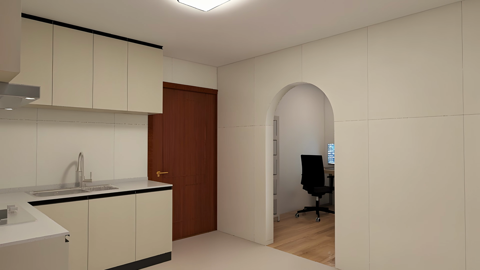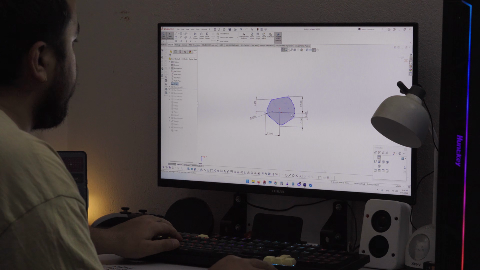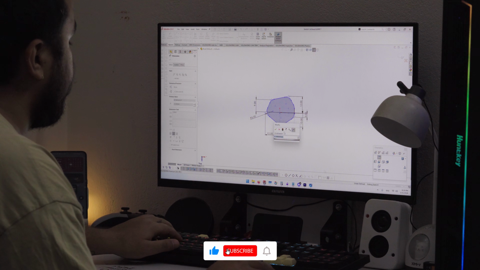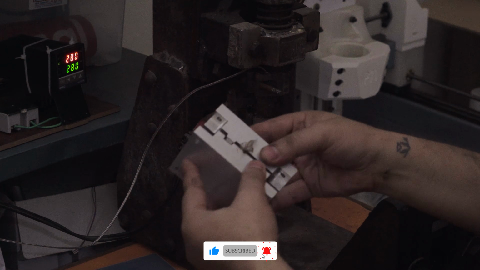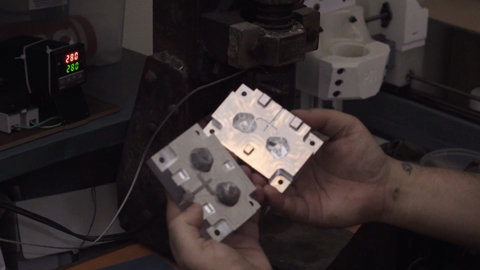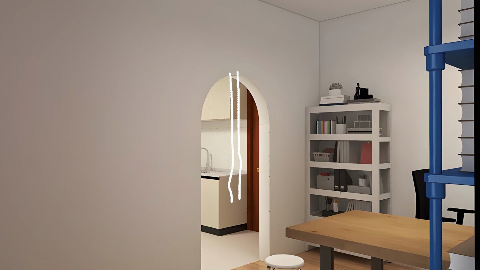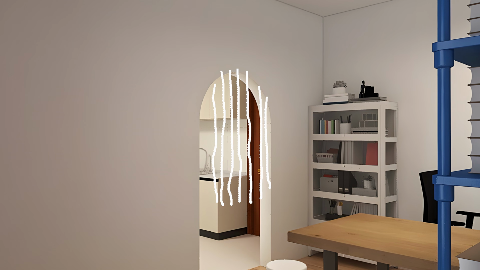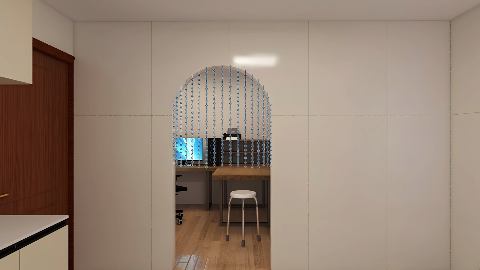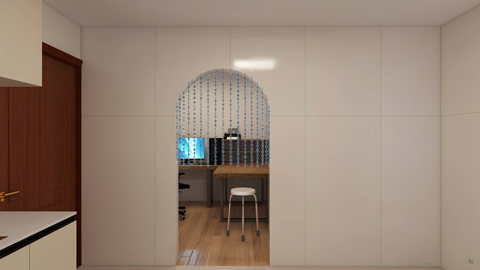The idea was to make a beaded curtain for this doorway, but instead of buying ready-made beads, I decided to design and manufacture my own beads. First, I designed the layout to see how it would look, how dense the curtain should be, and roughly how many beads I would need before starting the actual part design.